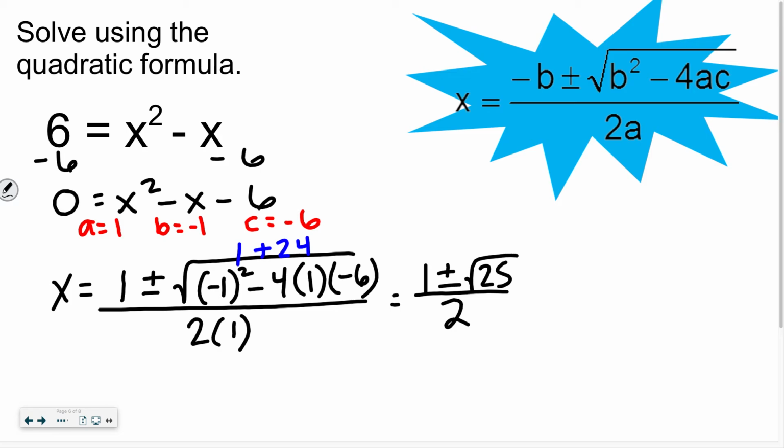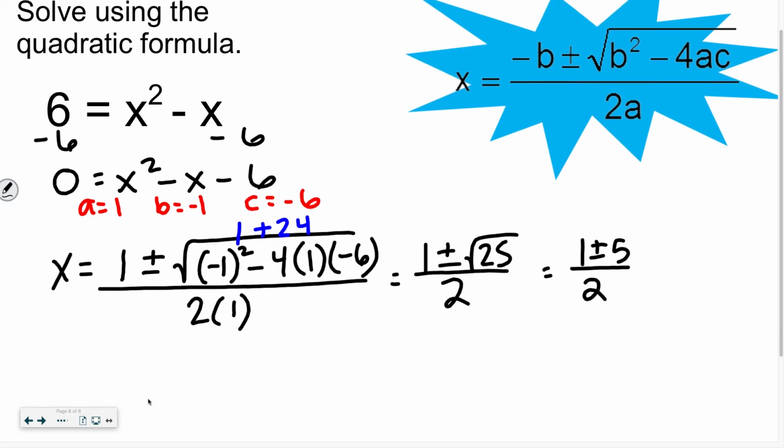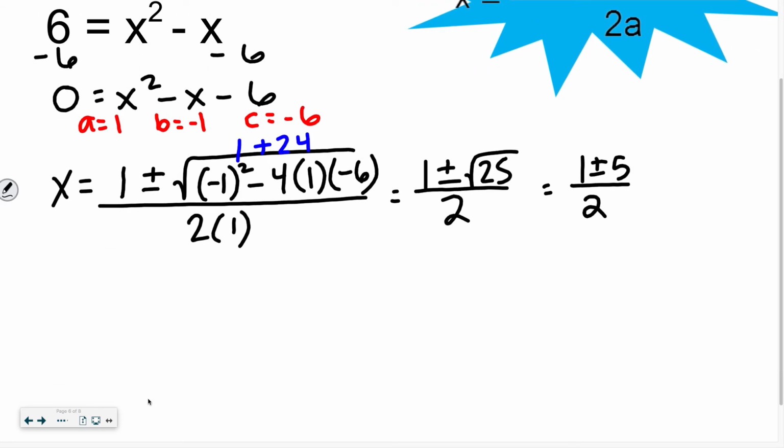Again, in this example, I have 2 real solutions because my discriminant came out to be positive. Remember, you always want to check your radical to see if you can simplify the radical. Well, the square root of 25, that's nice. We know that. That's 1 plus or minus 5 over 2. Now, for an answer like this, notice all the numbers became integers. They're all what we would call nice numbers. So you should be able to simplify your answers further.